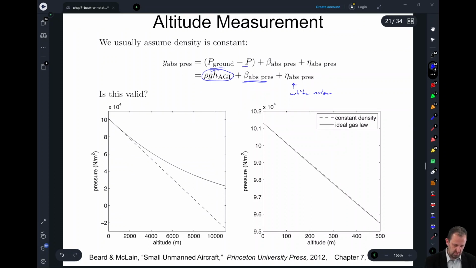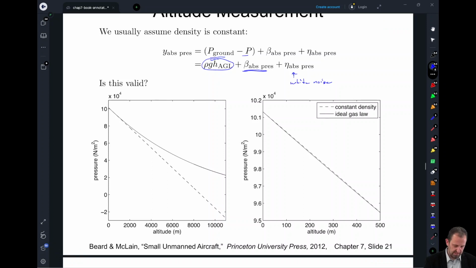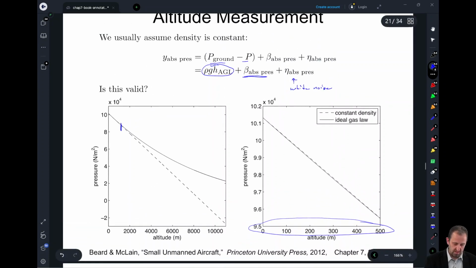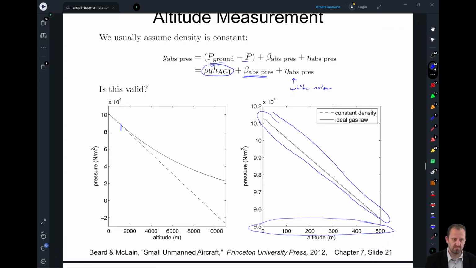Okay, so this just shows the validity over different altitudes. So for the altitudes that we care about for our aircraft, 500 meters for a small UAV, we're doing pretty good. If you take it up to right around our 11,000 meter threshold, then that model ends up not being super great. So again, this is a fantastic model for the heights that we really care about.